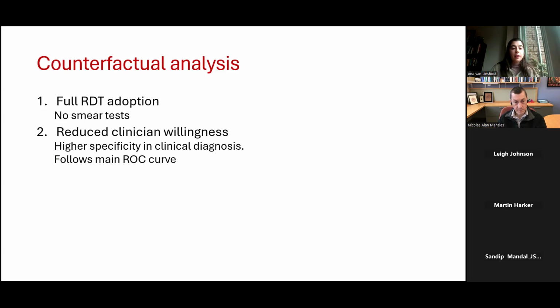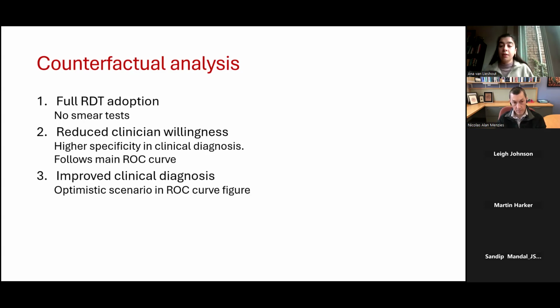We also look at the scenario of reduced clinician willingness. That means a higher level of clinician suspicion is required to give someone a TB positive diagnosis. So there is a higher specificity in clinical diagnosis, but it follows the ROC curve, so that immediately also means a lower sensitivity. It is still the balance between specificity and sensitivity, but just a little more towards higher specificity.